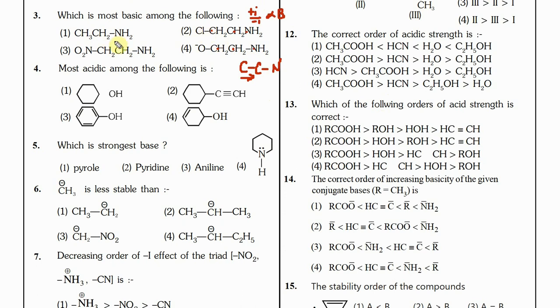So this is minus I. This is a neutral molecule. This is minus I. This is plus I because it is O minus, not O. So this is going to be the most basic. It's going to be 4 greater than 1 greater than. Between NO2 and Cl, this is less minus I. So 2 greater than 3.